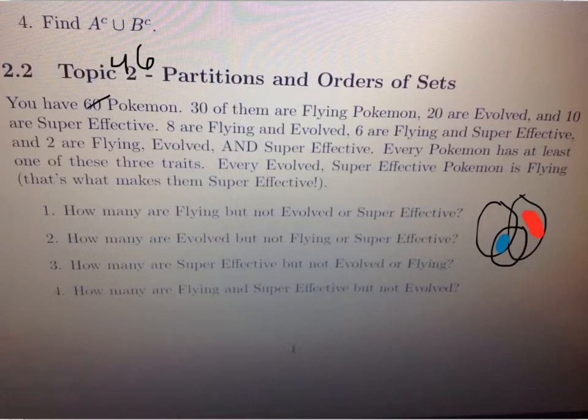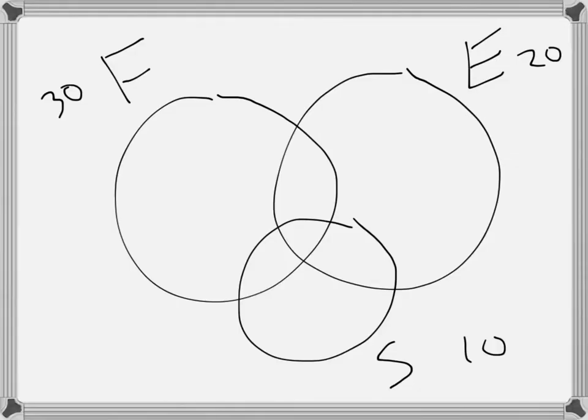I'm going to start from the middle. There are two that are all 3 types, right? So there should be a 2 there. And then next I'll work on flying and evolved, which is this region here.